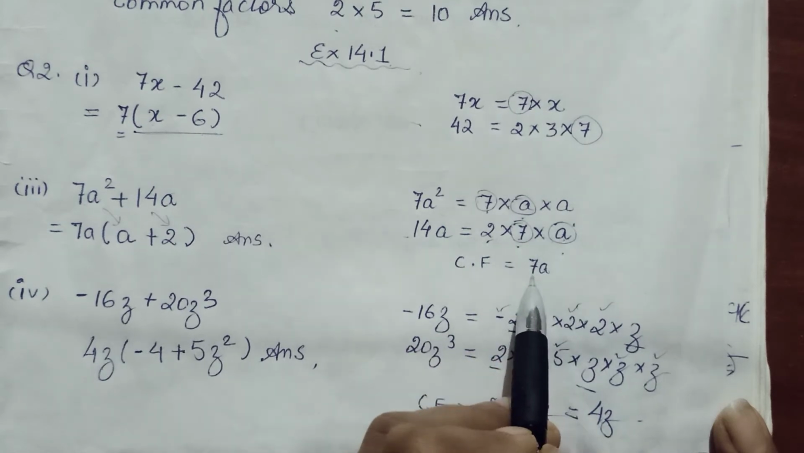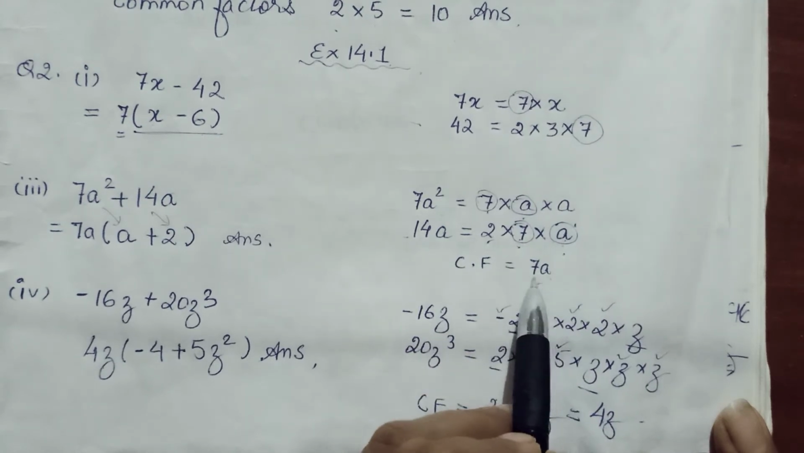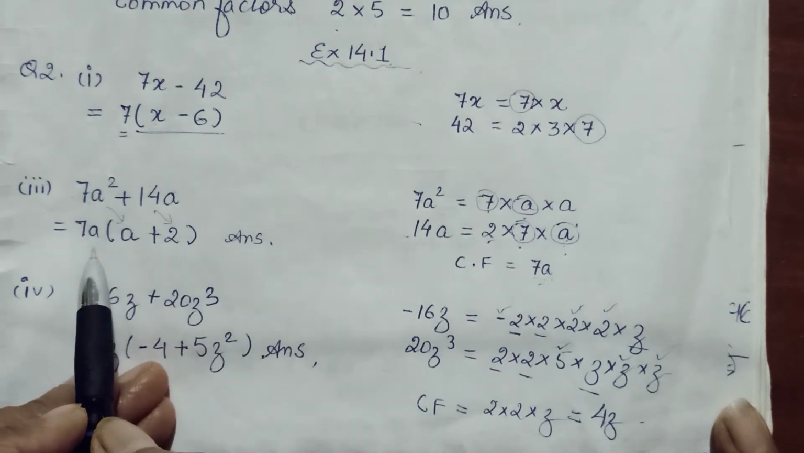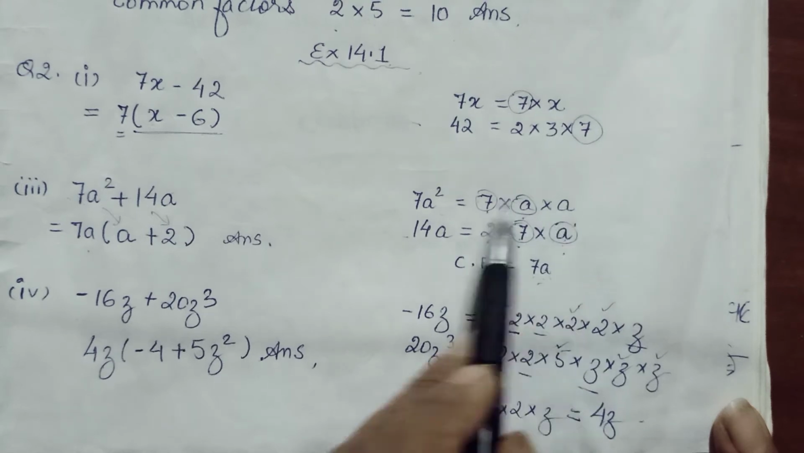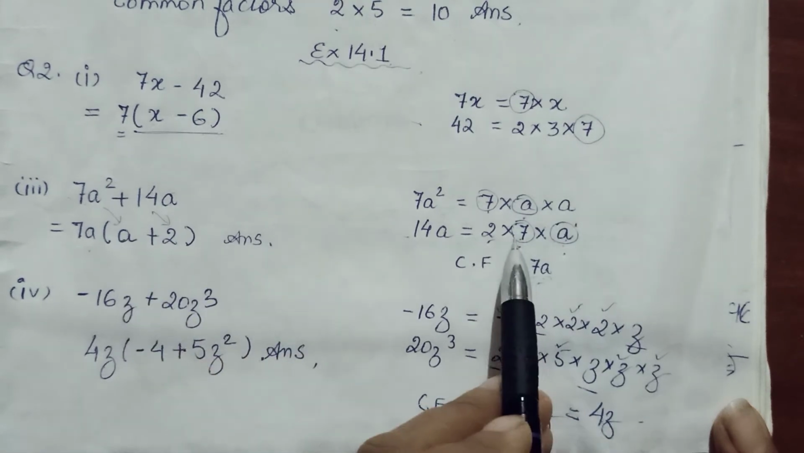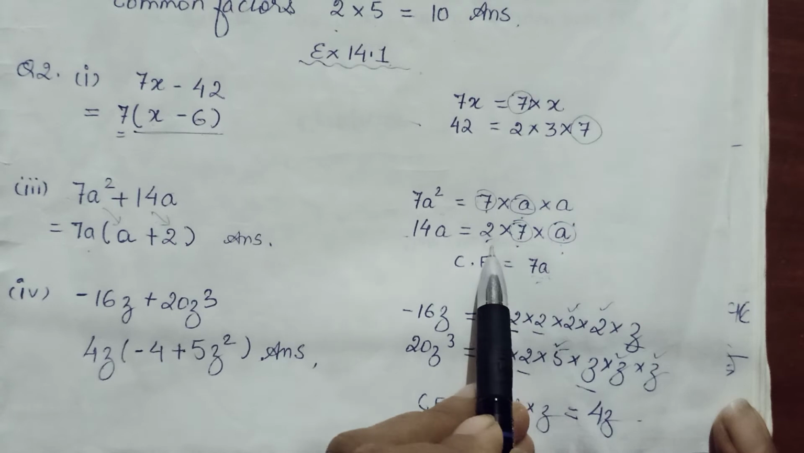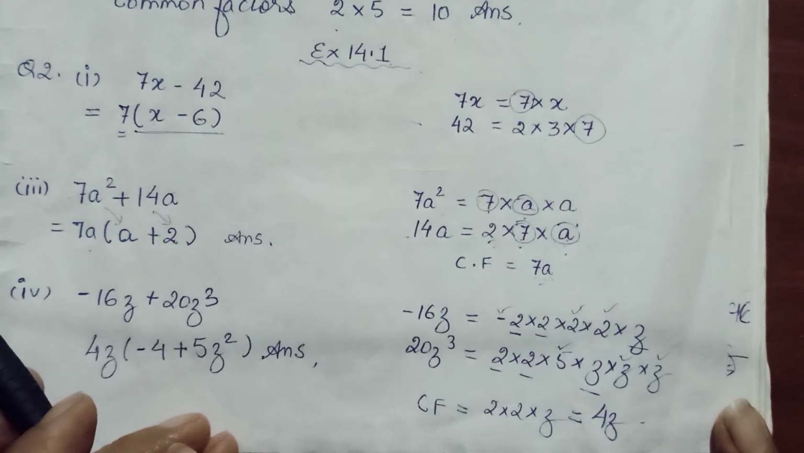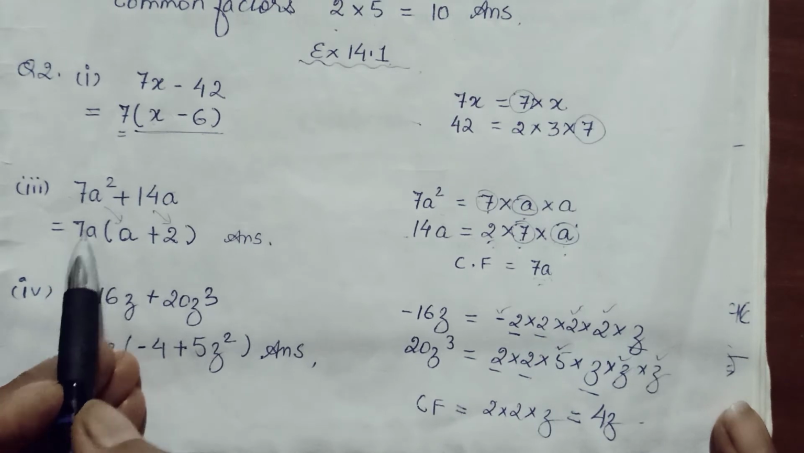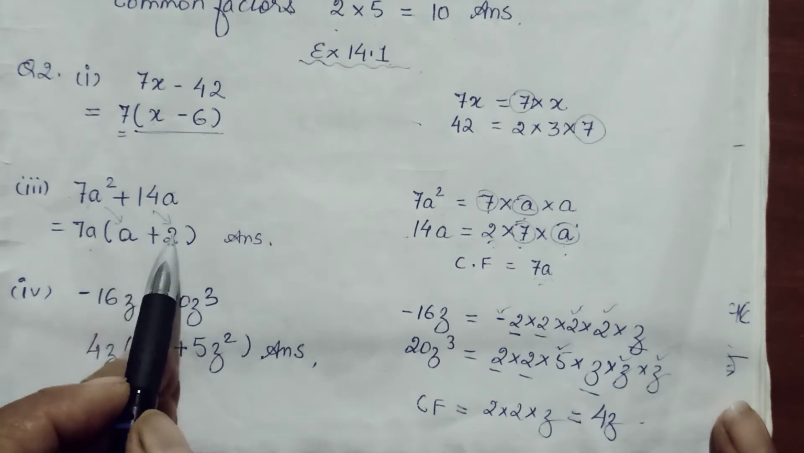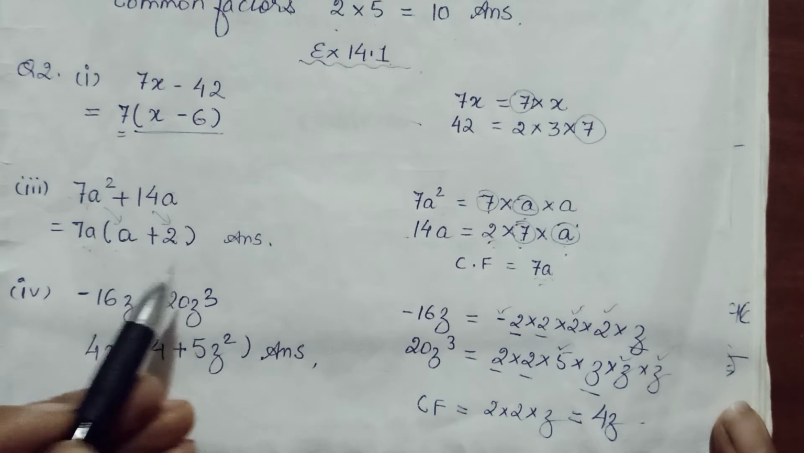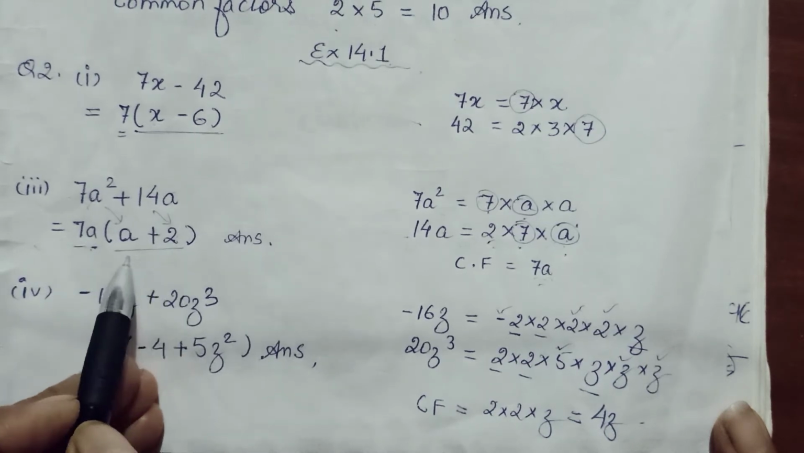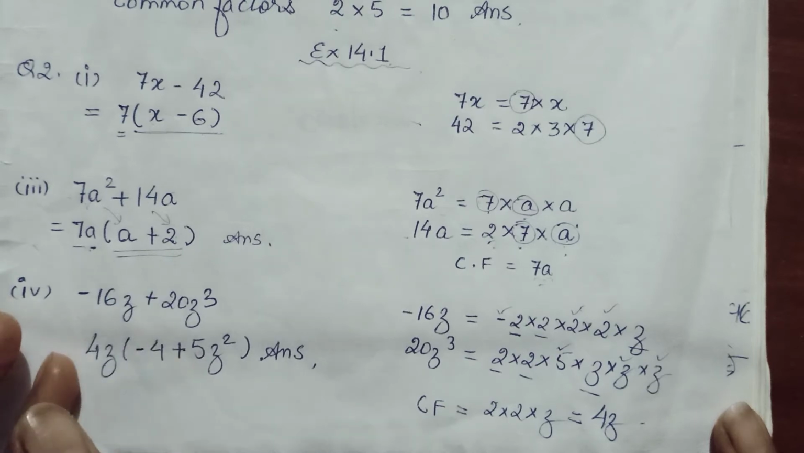So 7a, 7 into a, is your common factor. So you will take that common. If you take 7a common from here, in the first term only a remains, which will come within the bracket. From the second term, 2 remains, which will come within the bracket. Is it clear what we've got to do? So 7a comes out, and from here only a remains, from here 2 remains. So these are your 3 factors we can say. One is 7, another one is a, and the third factor is a plus 2, a binomial.